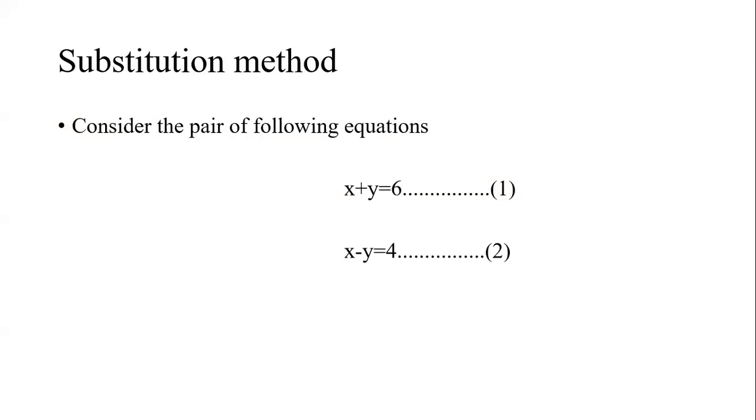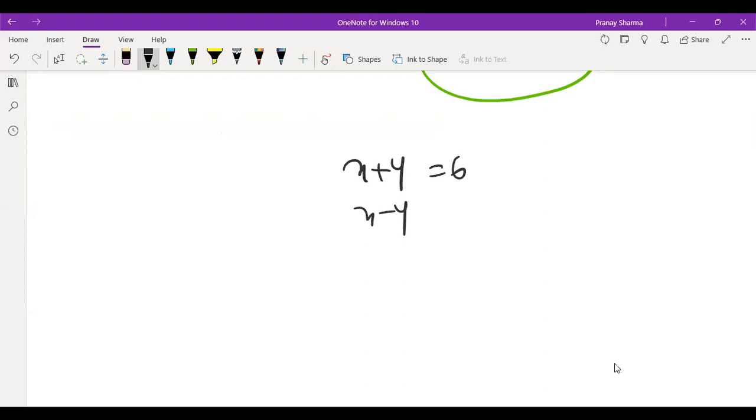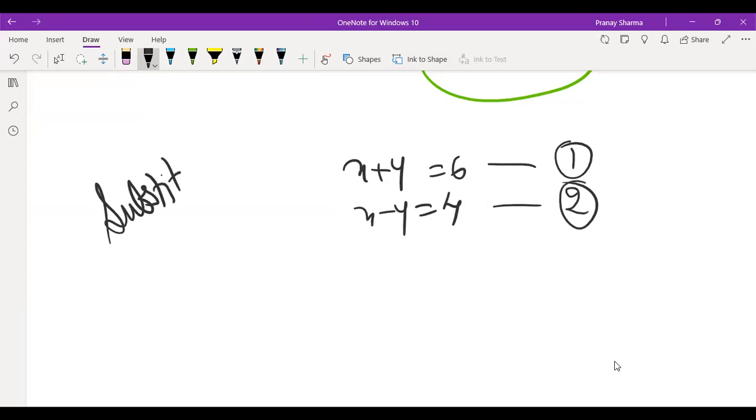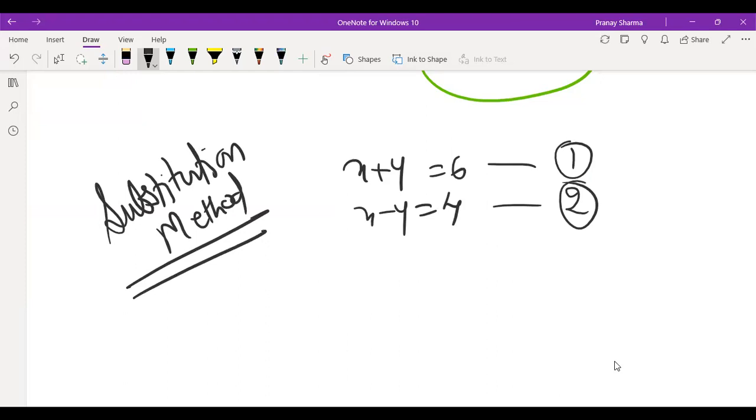x plus y is 6 and x minus y is 4. I hope my screen is visible, people. This is equation number 1 and this is equation number 2. We need to solve it using the substitution method. How can we solve this using the substitution method?